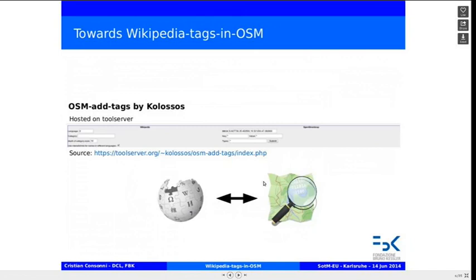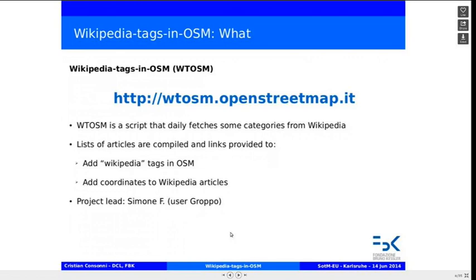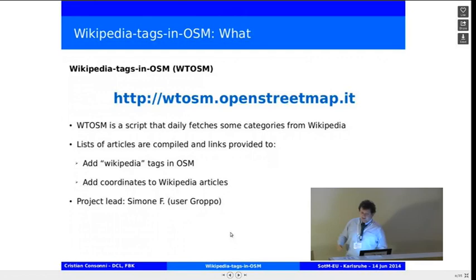But in the Italian community, since October of last year, we started discussing interaction between the OpenStreetMap community and the Wikipedia community, and a user came with this tool. He took the idea from Tim's tool and wrote a script that generates a list of categories of Wikipedia articles, and he provides links to add the Wikipedia tags in OpenStreetMap.